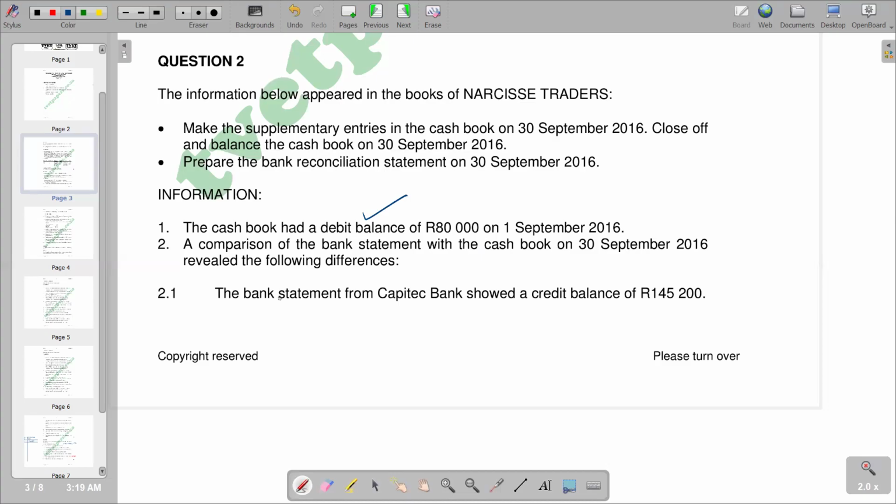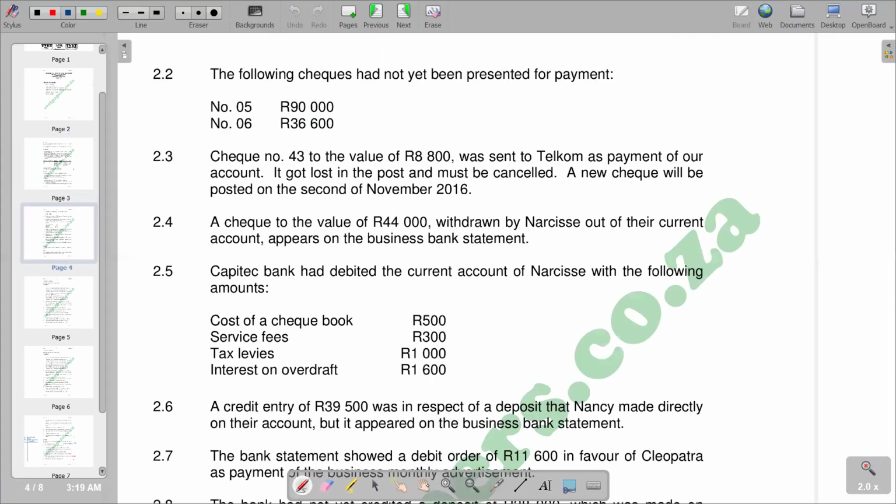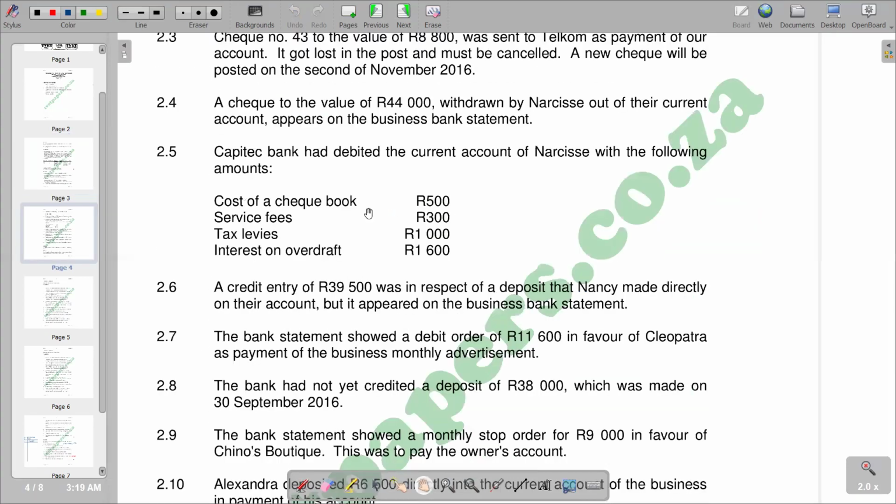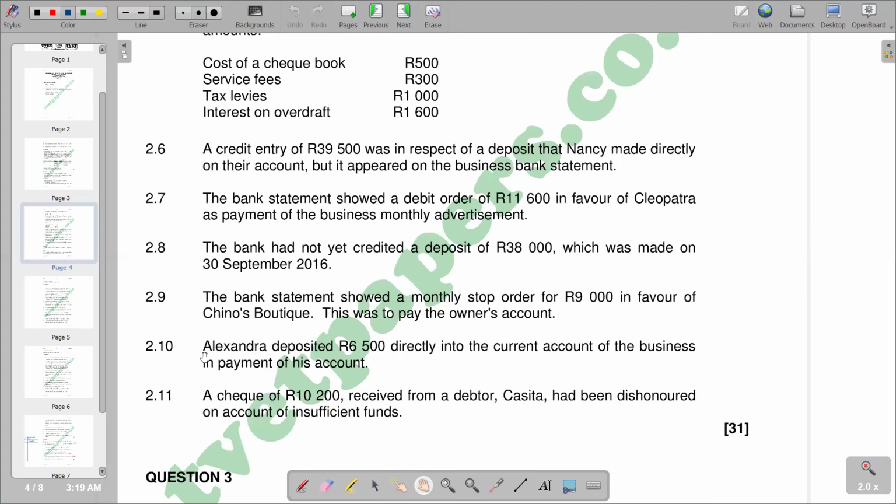Then, in terms of the bank reconciliation statement, we take the bank statement balance that we are given as a credit balance. It's a credit balance of 145,200 rand. So basically, that's what we have. Going down to 2.11, you just need to go through each and every piece of information before you start to answer the question. And our question is 31 marks, very important for you to take note.